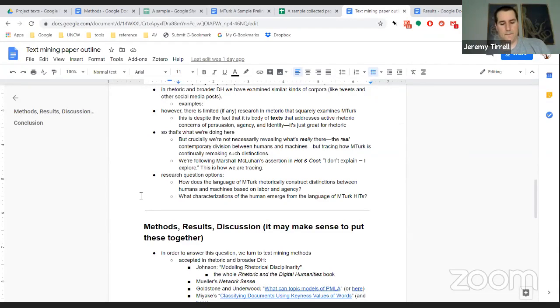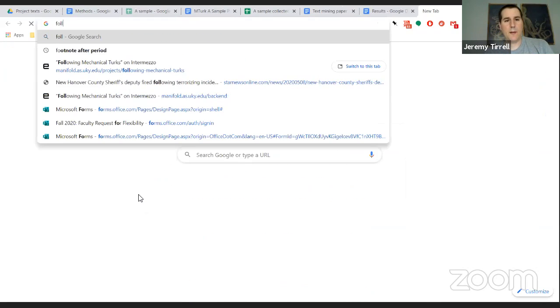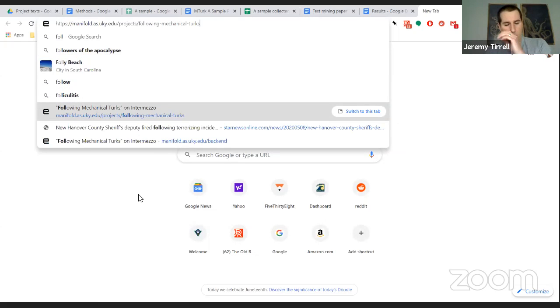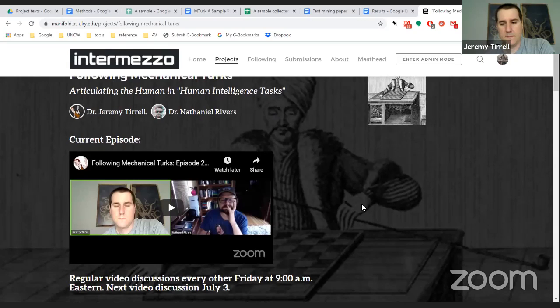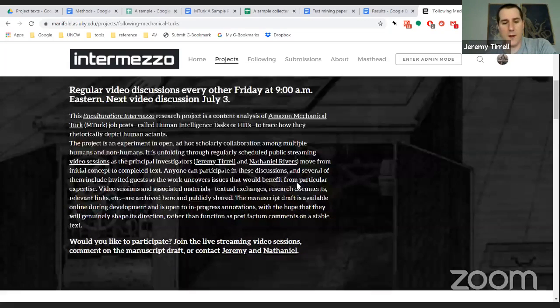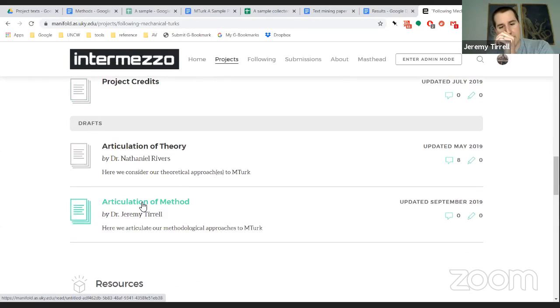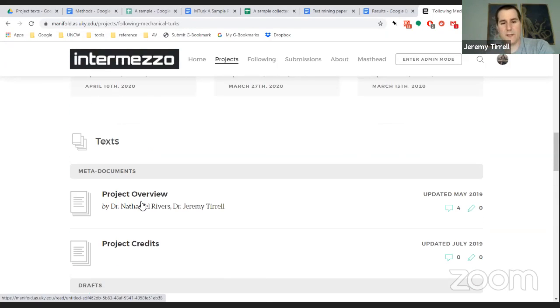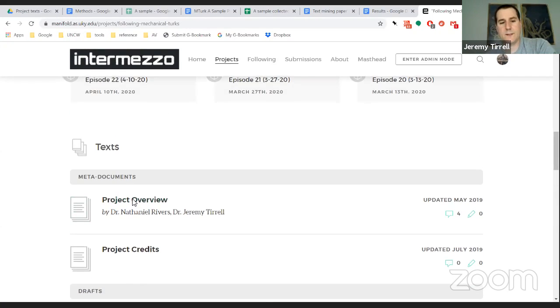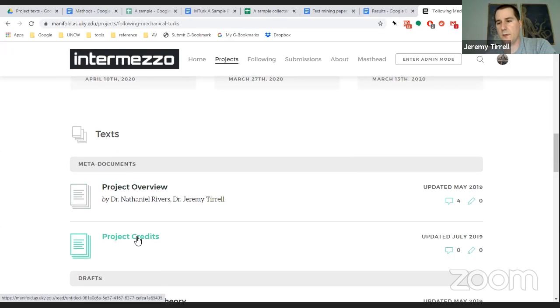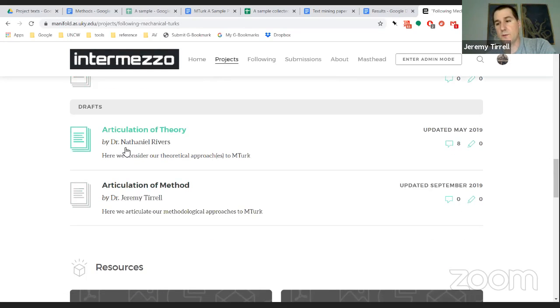Well, I've just been slugging away in quarantine, so it's sometimes tough, since I have no perspective other than my own at this point, whatever that means. But I did post this here, and I started to categorize our text. So we've got meta documents like the overview and the credits. Now I'm starting to post drafts.